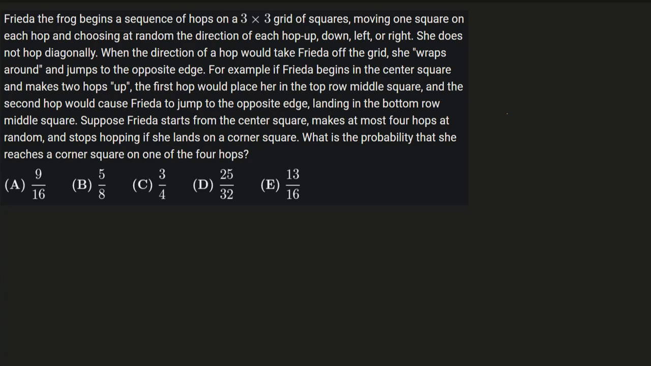Suppose Frida starts from the center square, makes at most 4 hops at random, and stops hopping if she lands on a corner square. What is the probability that she reaches a corner square on one of the 4 hops?